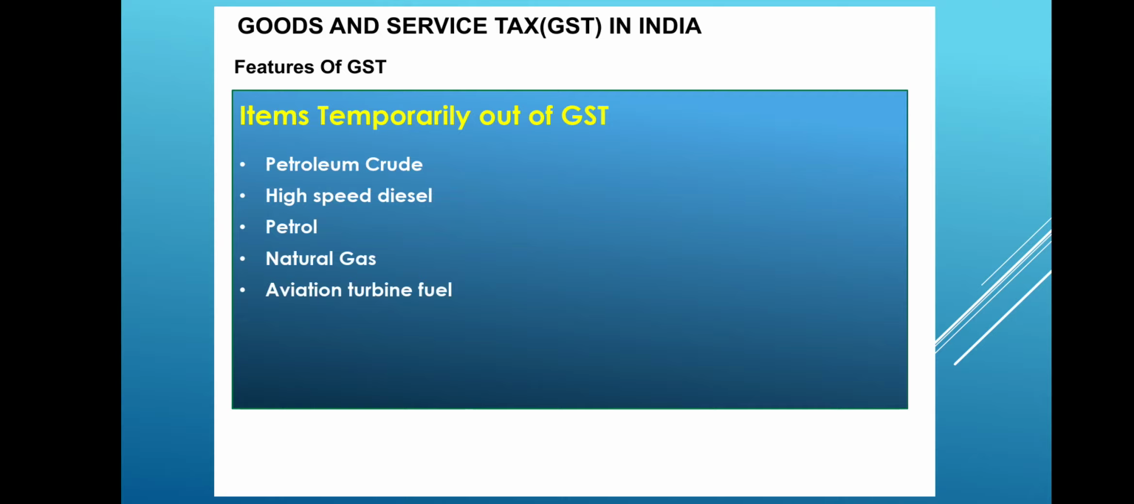Next one is items temporarily out of the GST. Yes, still there are some items which are temporarily out of the GST. That means these items are not covered under the GST. GST has not been applied on these items, and this includes petroleum crude, high speed diesel, petrol, natural gas, aviation turbine fuel. For example, the petrol or high speed diesel, these items are still under the control of excise duty.